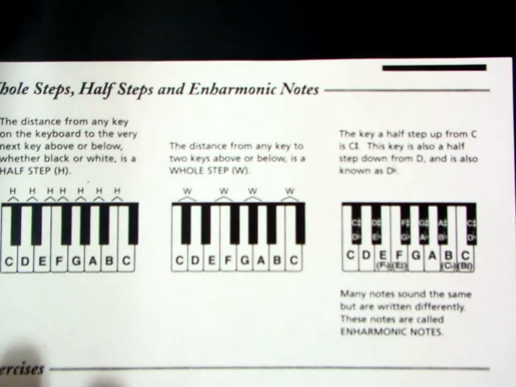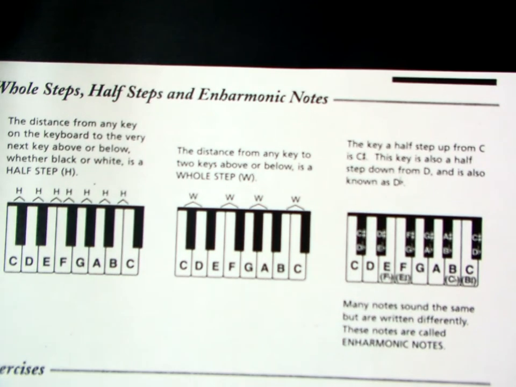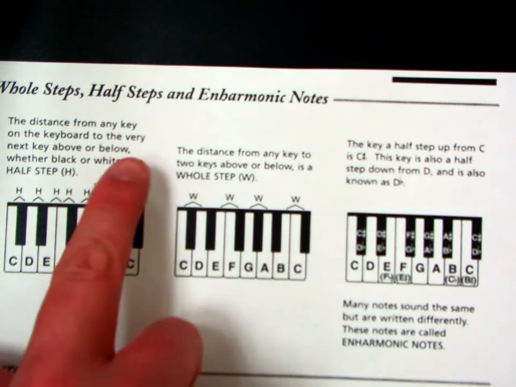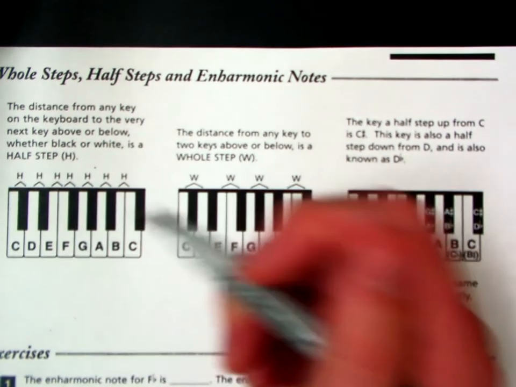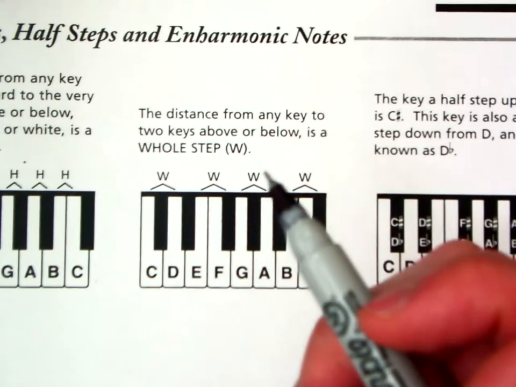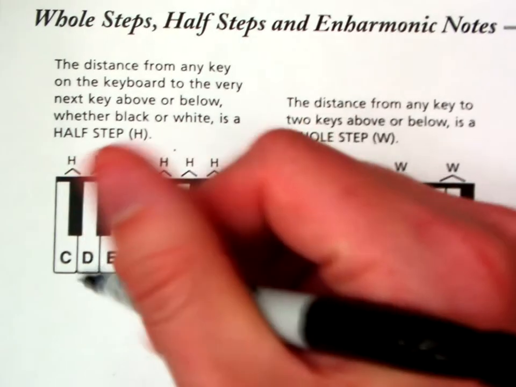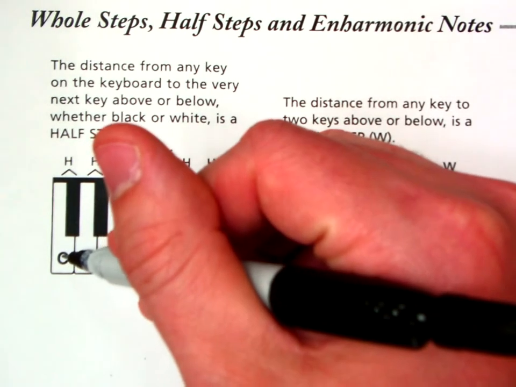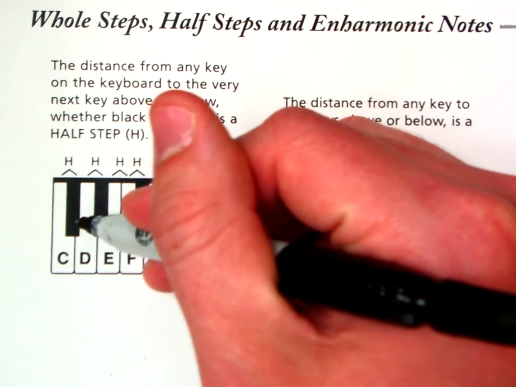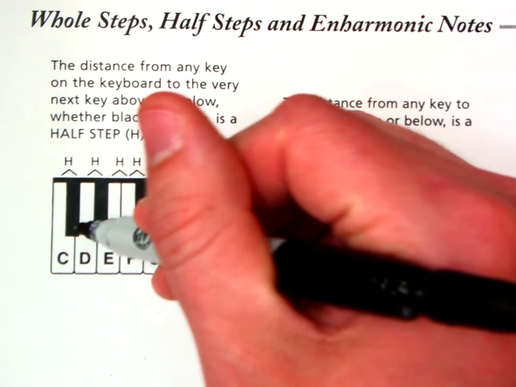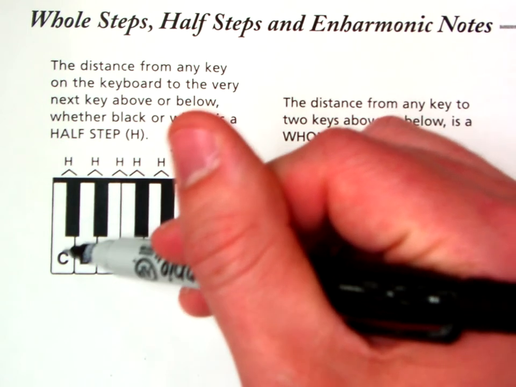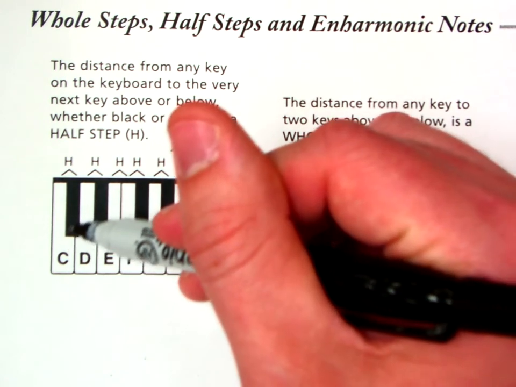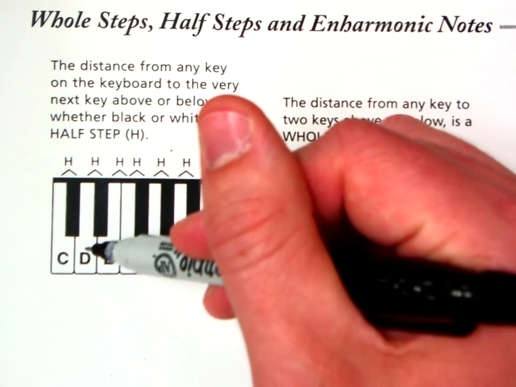So, the distance from any key on the keyboard to the very next key above or below, whether black or white, is a half step. So, looking here, I'm going to zoom in so you can see that a bit better. Right, from key to key. Now, this C, the key right beside it, would be this black key. So, from here to here is a half step. From this black key to the D would be a half step, right? Either direction, from here to here, black key to C, or black key to D, half step.